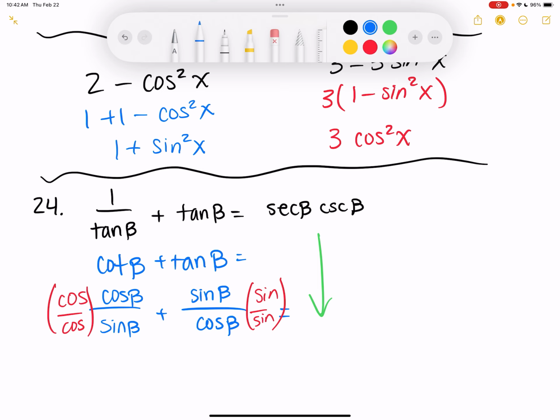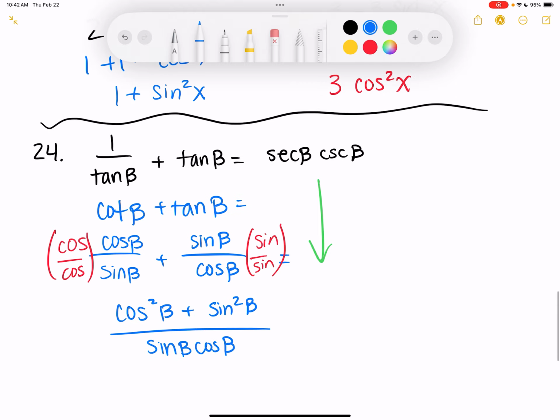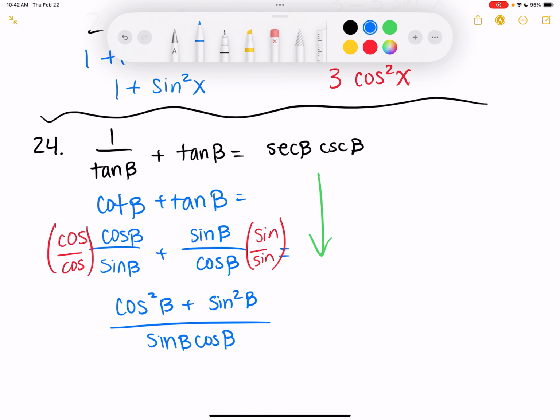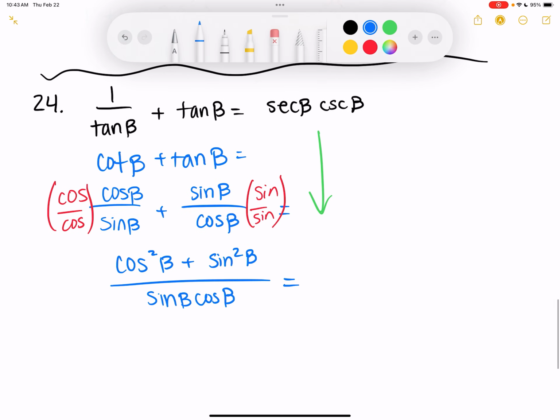So this gives me cosine squared beta plus sine squared beta over sine beta cosine beta. Now what? Top is 1, so we've got 1 over sine beta cosine beta.